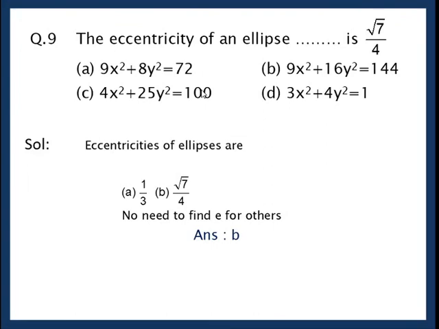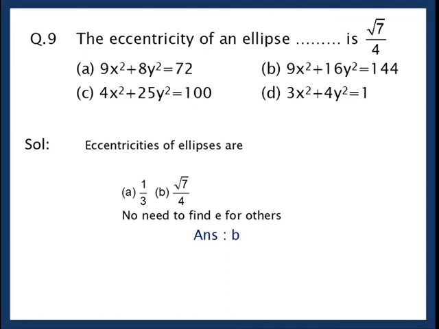Next one. The eccentricity of an ellipse is √7/4. You have to select an option. Now this is a simple one. Just go on finding eccentricities of ellipses. In option A, if you know the formula, what is the formula? If a is greater than b, eccentricity is √(a square minus b square) divided by a.